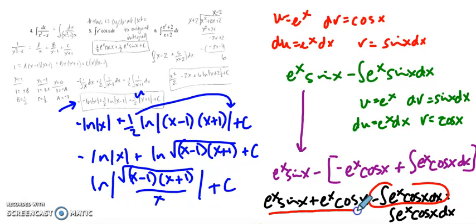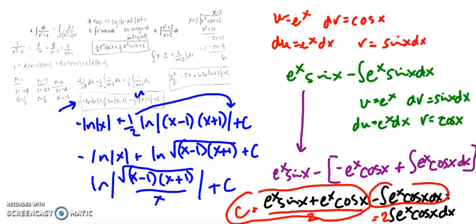So when I add this term to both sides, I end up with e to the x sine x plus e to the x cosine x equals twice my original. So to get my final answer, I need to divide this by 2 and of course add a plus c, and that will be my final answer.